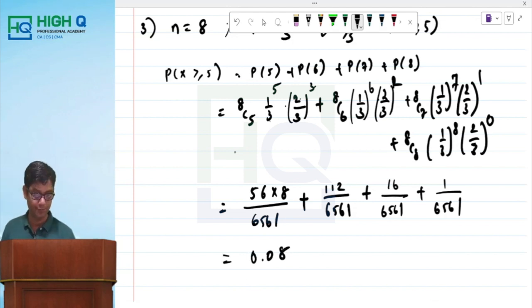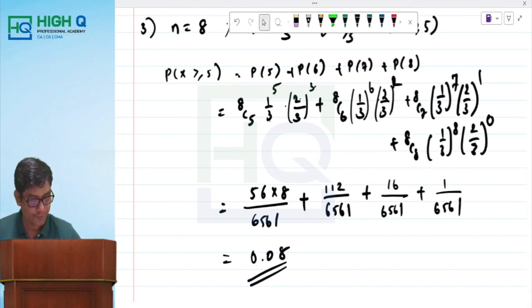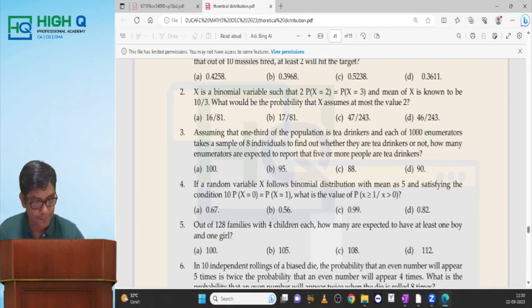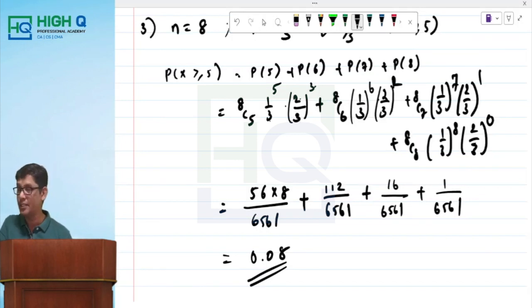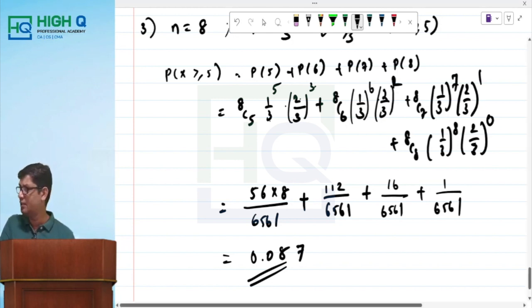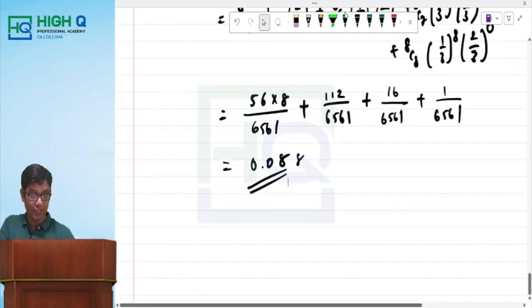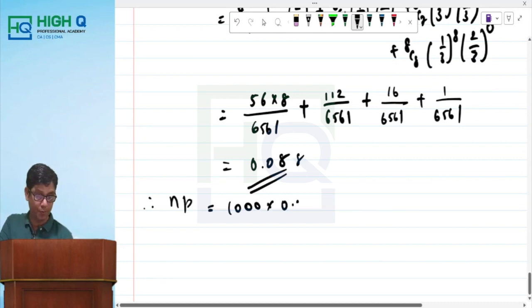0.088. Wait, what is the question, my dear? The question is expected to report. That means they ask you to find out expected value. Can you take it as 0.088? Yes. Now look at this. Therefore, we need to find out expected value. That means NP to be found out, 1000 into 0.088.